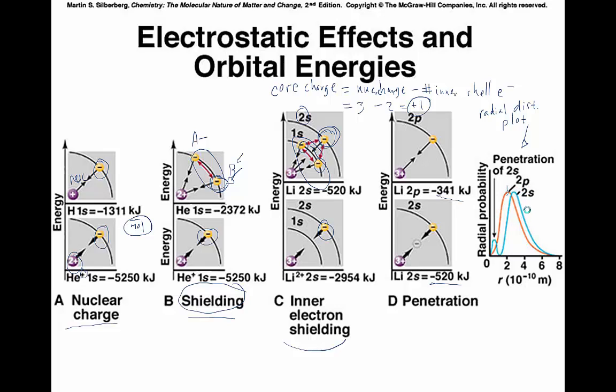But what's really interesting is that this 2s probability plot has a smaller bump down here. So there's another peak down here. This peak says that there's a small but moderate probability, so the probability isn't too small, down here that you could have an electron really, really close to the nucleus. So what we say is that the 2s electron is able to penetrate, so we call this effect penetration, is able to penetrate the core electrons.